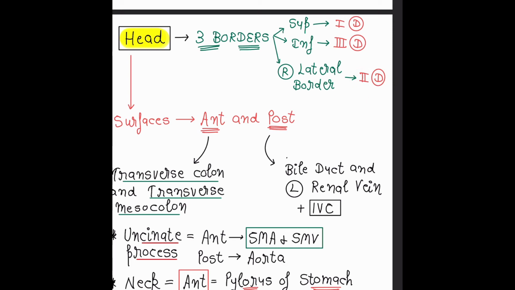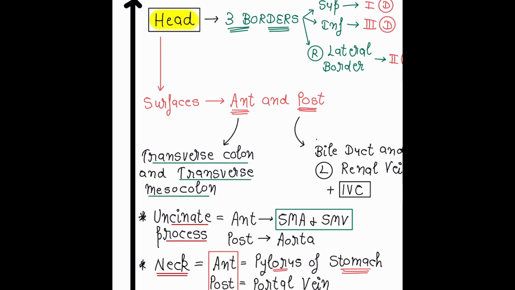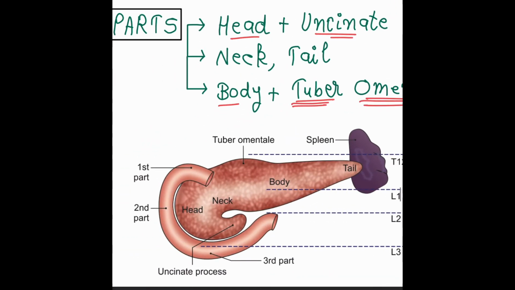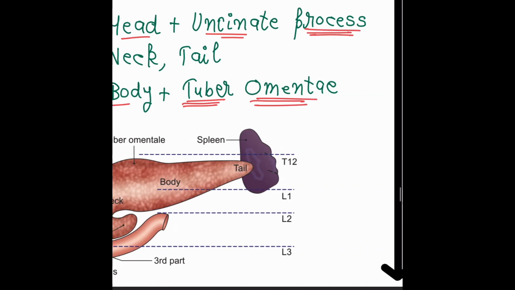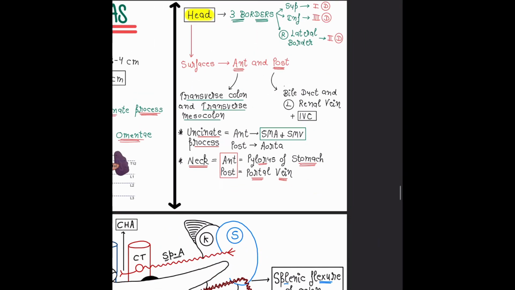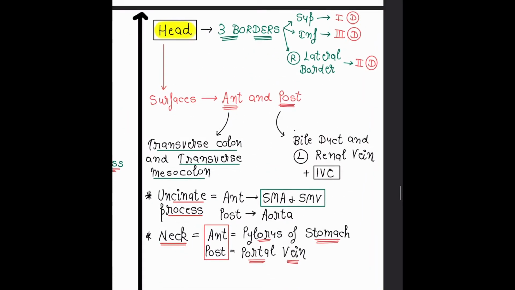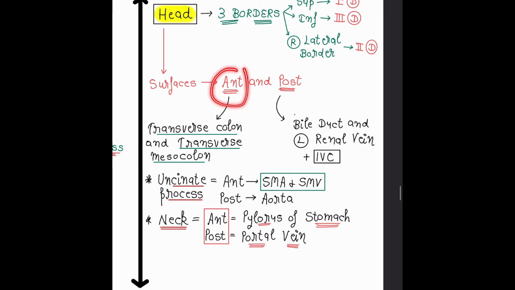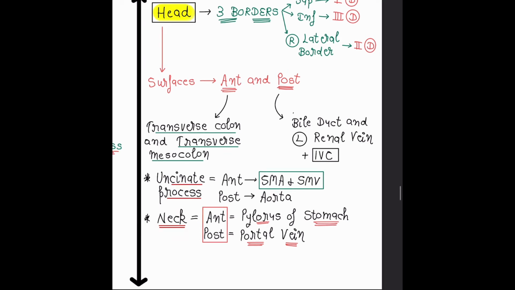Now for the surfaces, we have one anterior surface and one posterior surface. Obviously, the surface facing towards you will be the anterior surface, which I'm shading, and the one at the back behind it will be the posterior surface, right? So to talk about the relations, the anterior surface is related with the transverse colon, and of course if there is transverse colon, it will also be related to the transverse mesocolon, right?